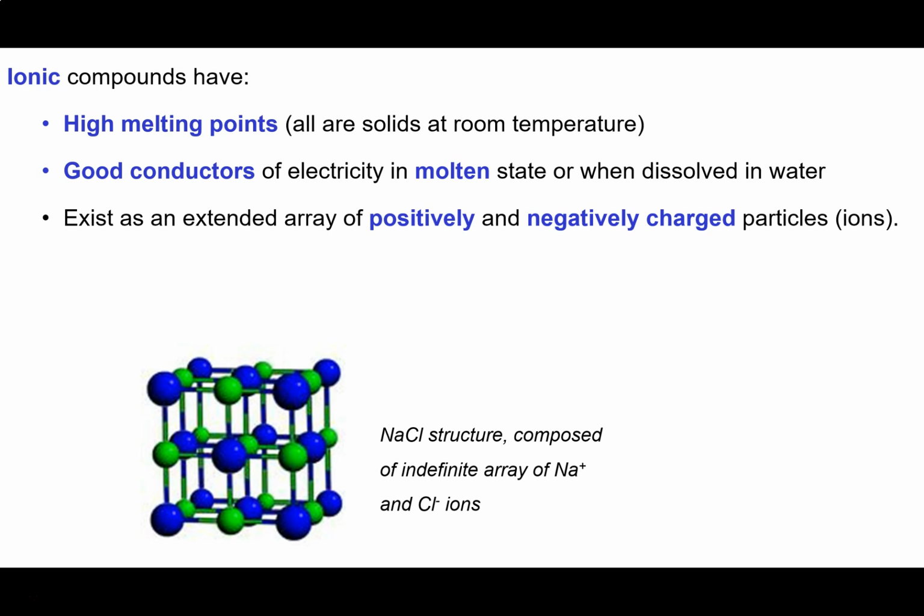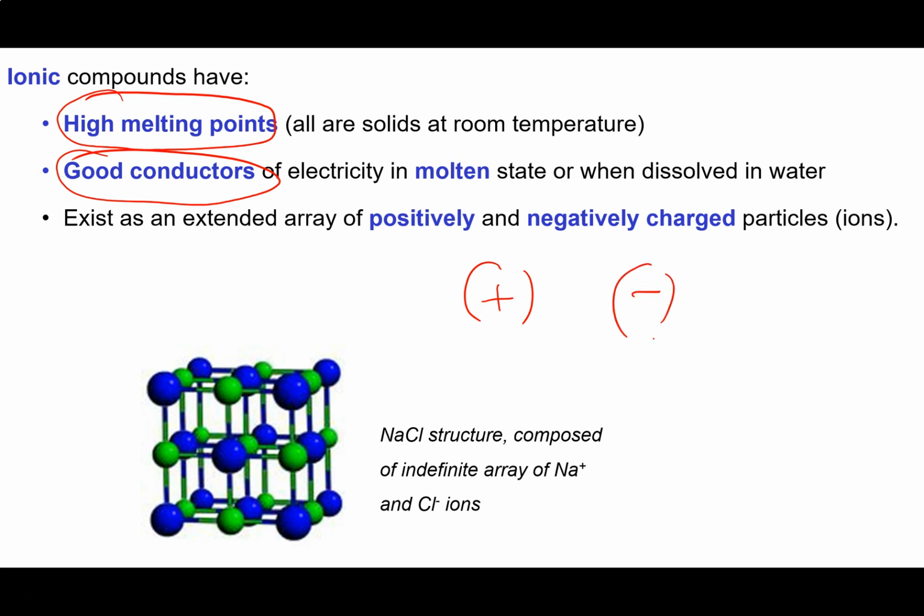Ionic compounds are quite different though. Ionic compounds are all solids at room temperature, and they tend to have very, very high melting points. If we melt them or dissolve them in water, ionic compounds are very good conductors of electricity, which is telling us something about their structure. It's telling us that they are made up of positive and negatively charged particles, and that when we melt the ionic substance or dissolve it in water, those positive and negative particles can move around. But when they're in the solid state, those particles are unable to move, which is kind of interesting.